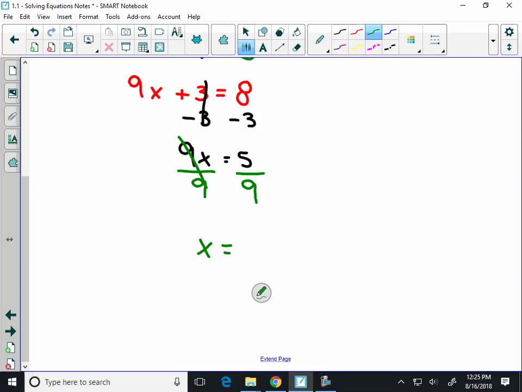Can 9 divide into 5 evenly? No. So what do the directions say to do? Simplest fraction form. Good. So can 5 over 9 simplify? Nope. So just leave it like that. That's our answer, 5 over 9.